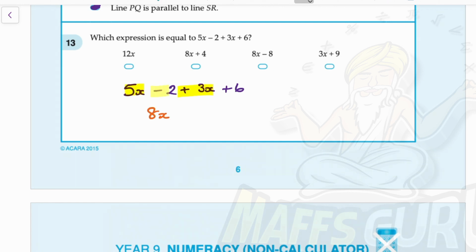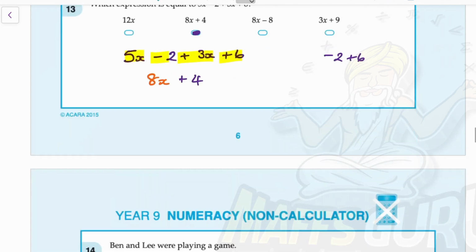Then I have to be very careful. Minus 2 plus 6. We've got minus 2 plus 6, which gives me plus 4. So we're looking for 8x plus 4. Ka-ching. There is my answer.